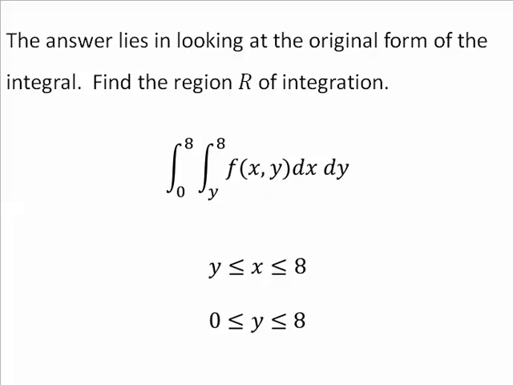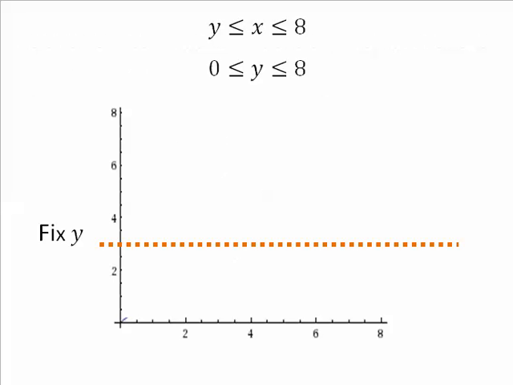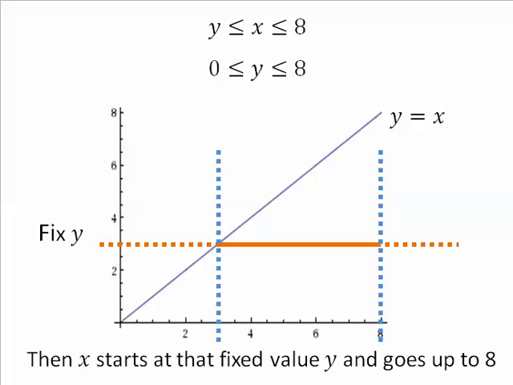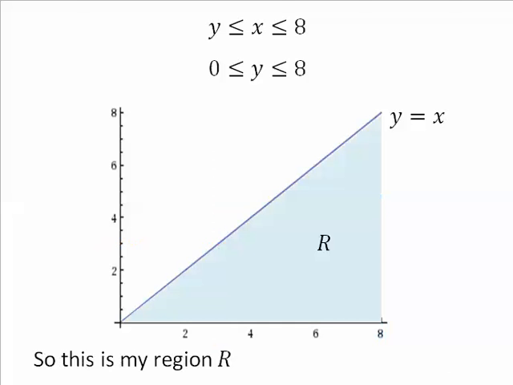Let's look at that graphically. For a fixed value of y, x will run between y and 8. And so my region of integration is this triangle below the line y equals x and running between x being 0 and 8.